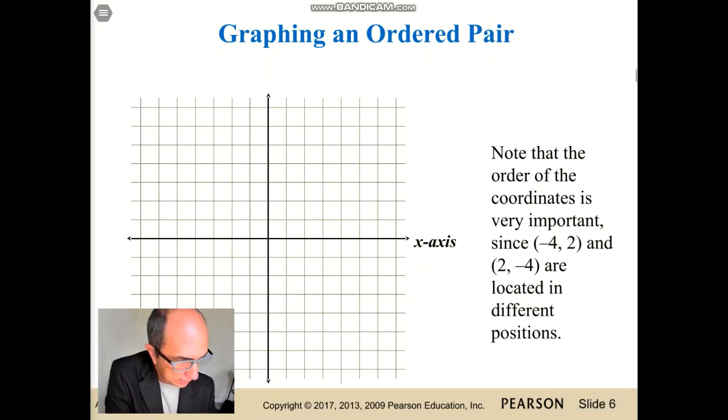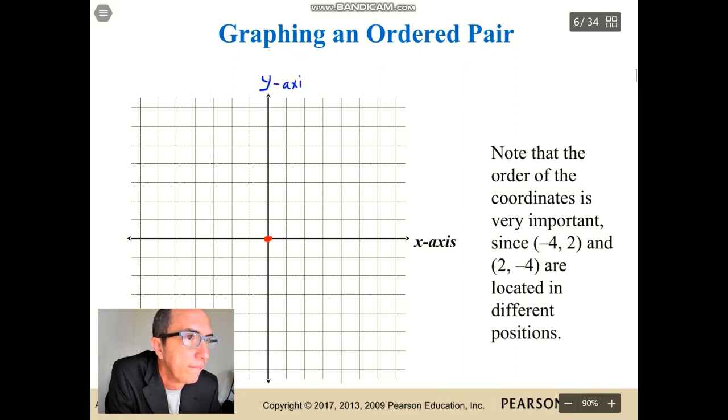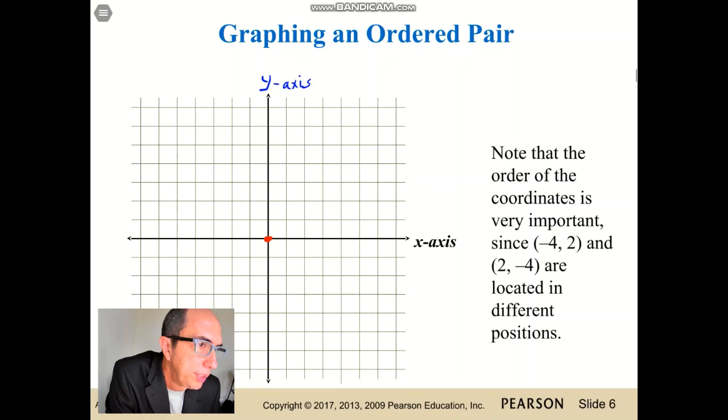First, let's have a look at this point here, which is the origin. Here is the origin because it's the intersection of the x-axis and the y-axis, right? And the coordinates at the origin are always going to be 0 and 0. X equals 0 and y equals 0.